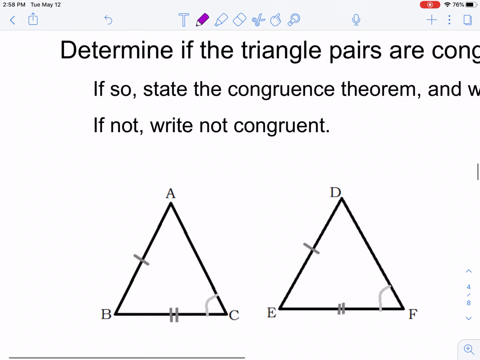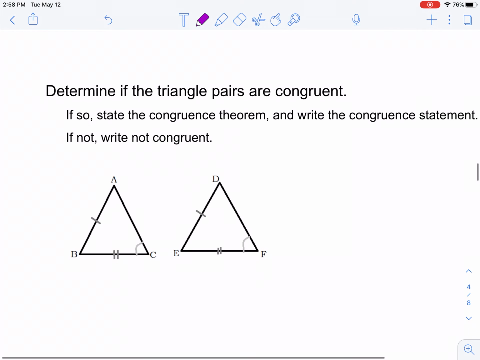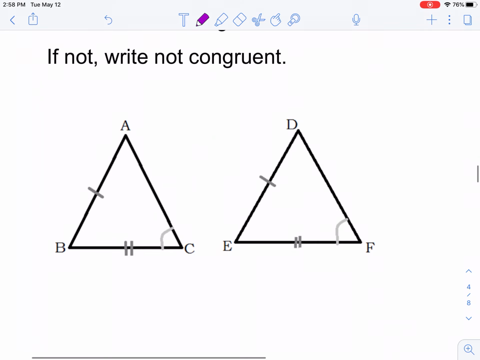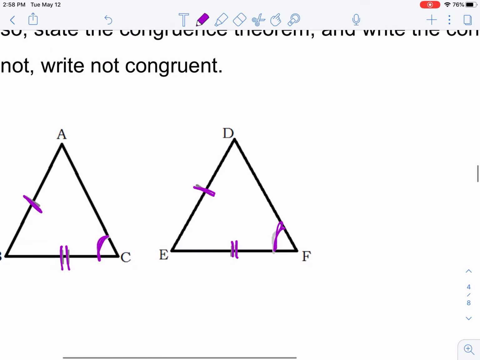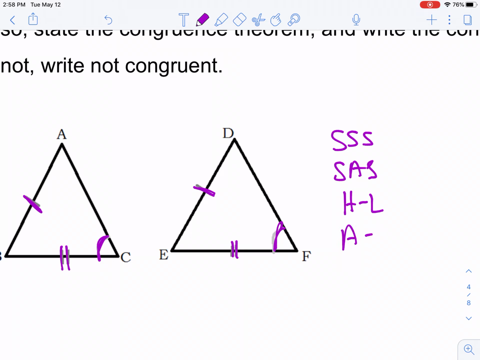Okay, next one here. Determine if the triangle pairs are congruent. If so, write the congruence theorem and then write the congruence statement. So it looks like when I look at this, I have a side, and the angle here. Now, my 5 triangle congruence theorems are side, side, side, side, angle, side, hypotenuse, leg, angle, side, angle, and then angle, angle, side.